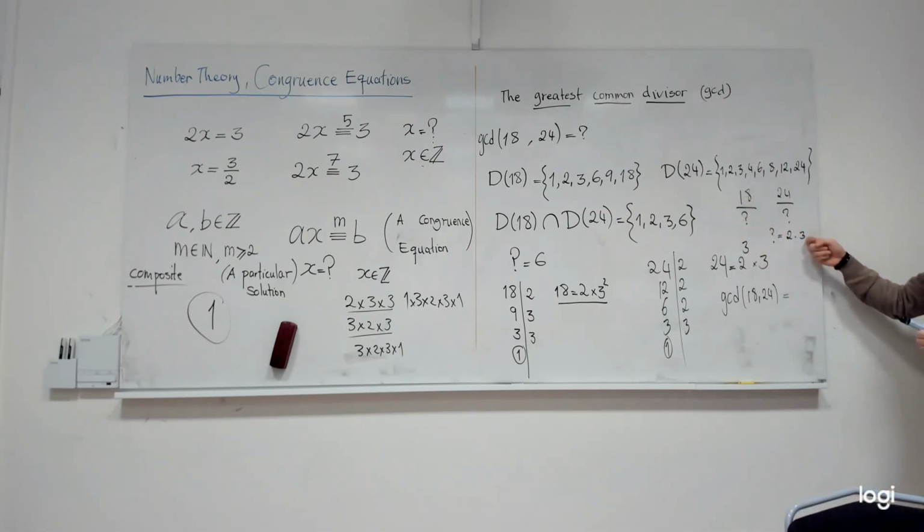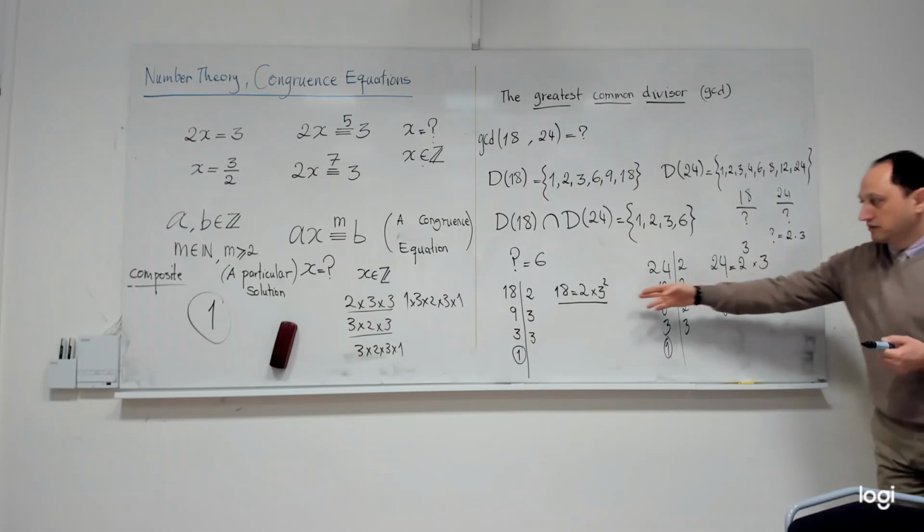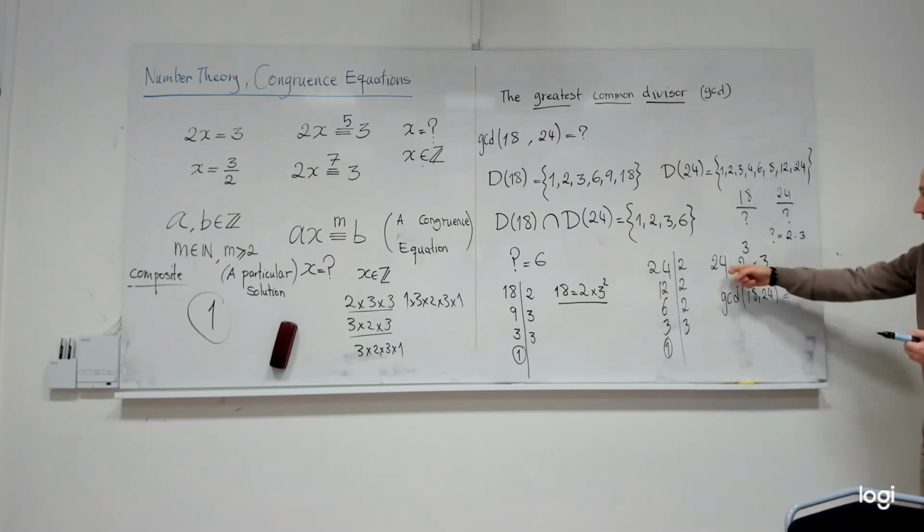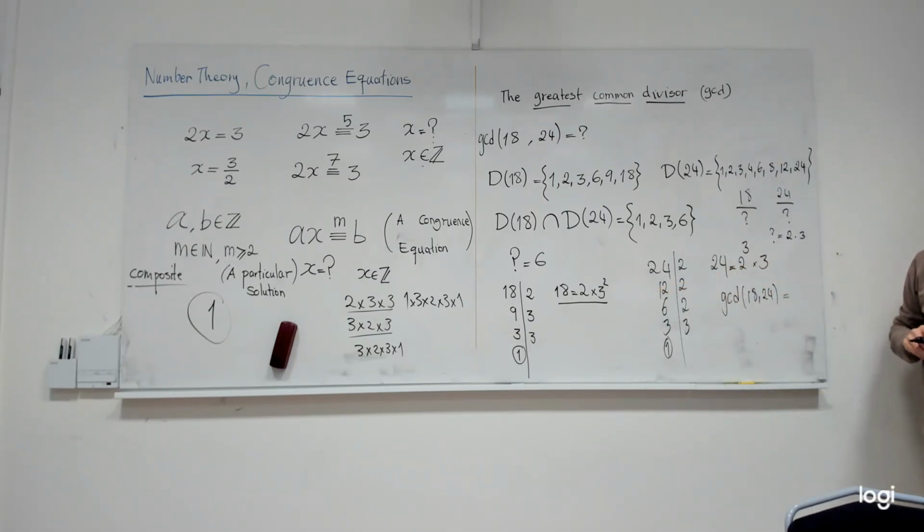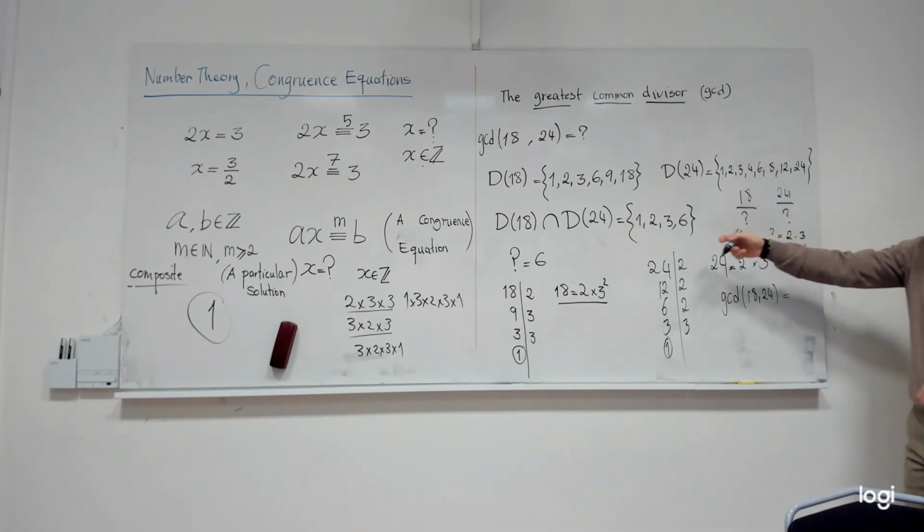Can I increase the power of 3? No, because even though I can still increase the power of 3 to 2, 18 contains 2 factors, but 24 only contains 1 factor. So this is the only one. And what is the answer? The answer is 6. And that 6 is exactly the one that we got here.